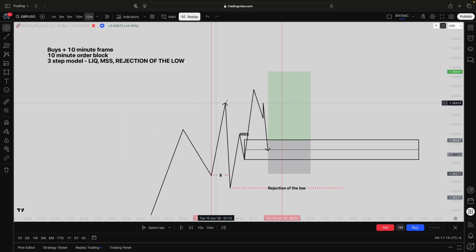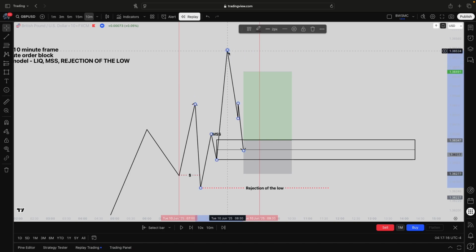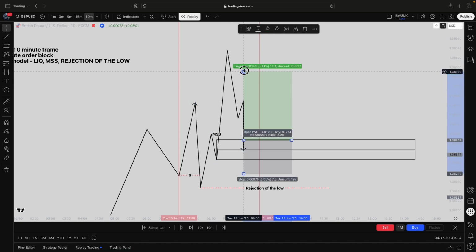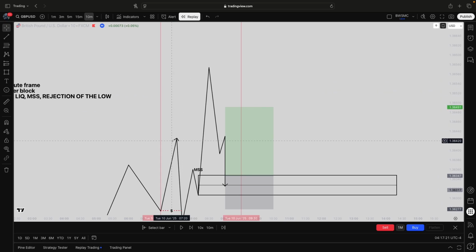What you can also do, let's say price is soaring at these heights, okay? Let's say it's soaring at these crazy heights.